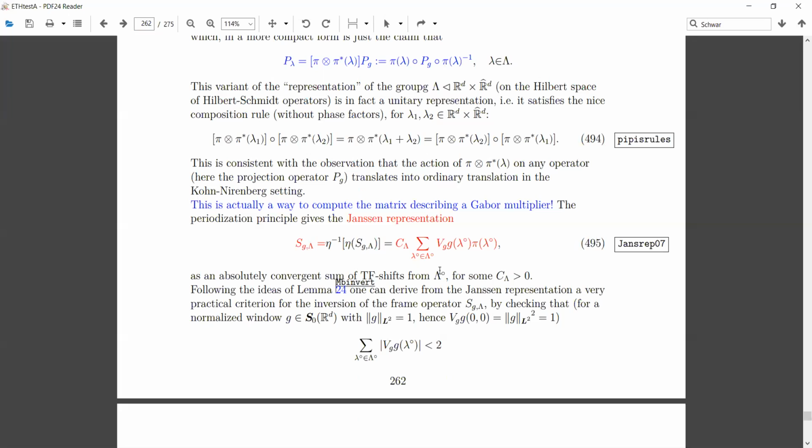You're saying every operator in discrete setting would be written as a superposition of these pi L's. But now the SG lambda is obviously a periodic thing. It is obtained by periodization of an original one, so it's a periodic thing. So you don't need everything, but only those which are living on the adjoint lattice. So these pi lambda 0 are exactly those which are commuting with the original one. So the inversion theorem actually is a nice thing.